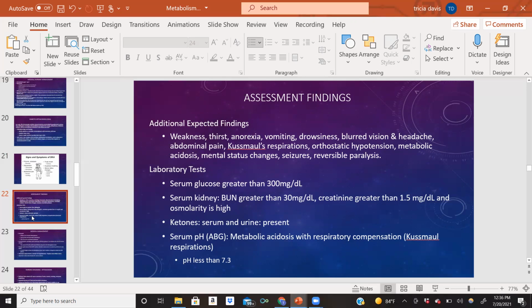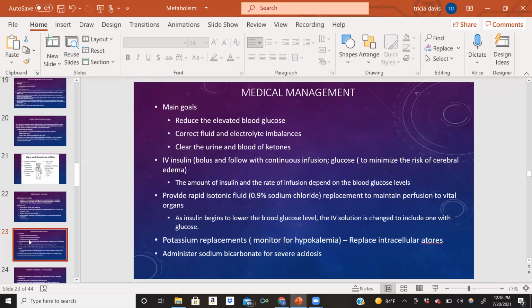So metabolic acidosis with respiratory compensation. And then we would see a pH of less than 7.3. So our main goals to manage DKA is we need to reduce that elevated blood glucose levels. We have to correct the fluid and electrolyte imbalances, and we want to clear the urine and blood of all of those ketones so that the kidneys can work more efficiently and they're not overloaded by all that glucose.